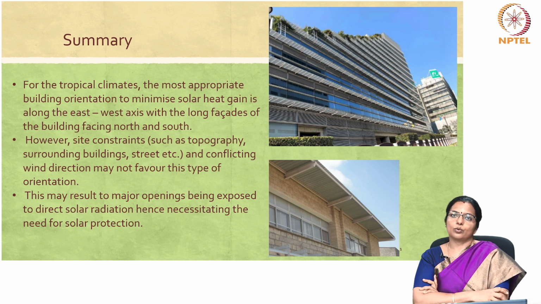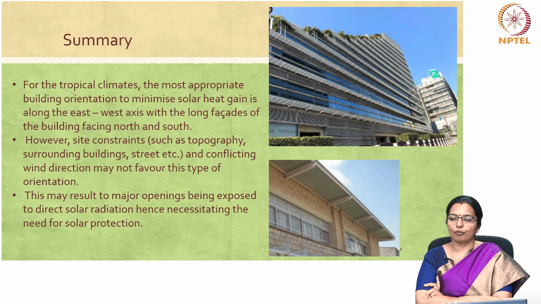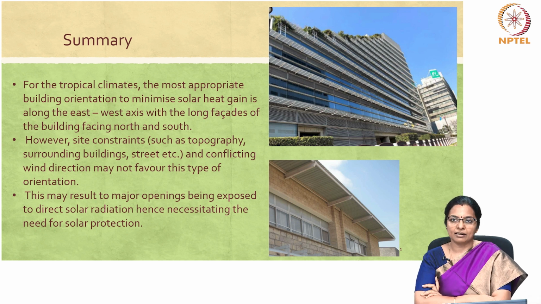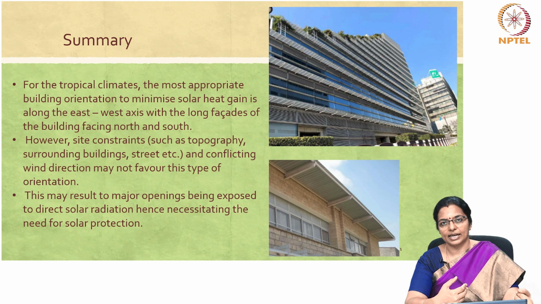If we look at solar protection, the 3 main types are the horizontal shading device, vertical shading device, and a combination of both, apart from having external screens and internal screens. The opening size, the opening position, and shading device, all 3 in combination play an important role in reducing the heat gain inside.